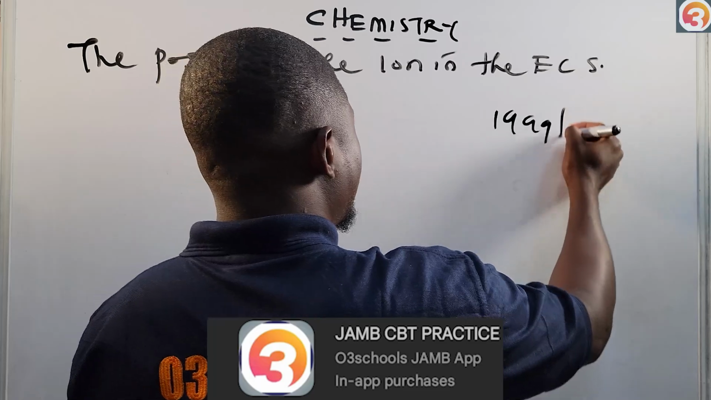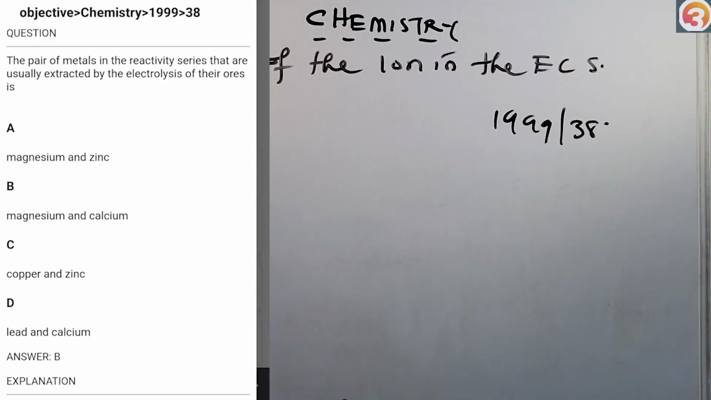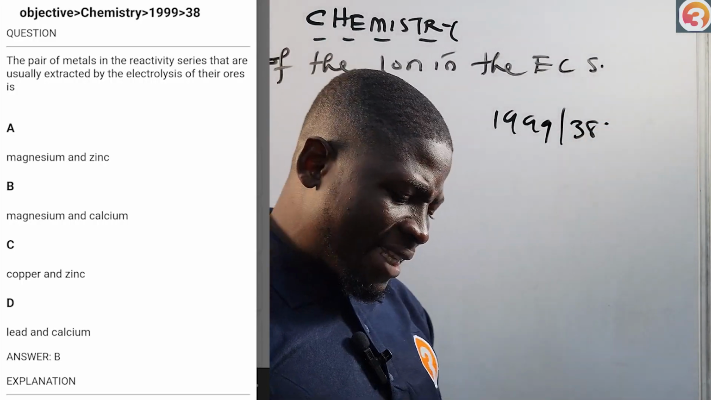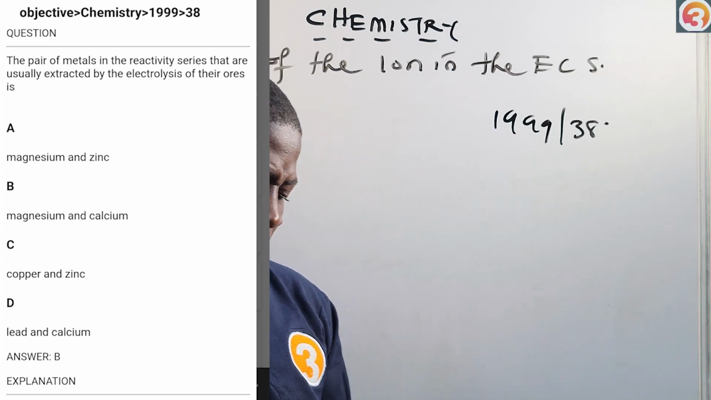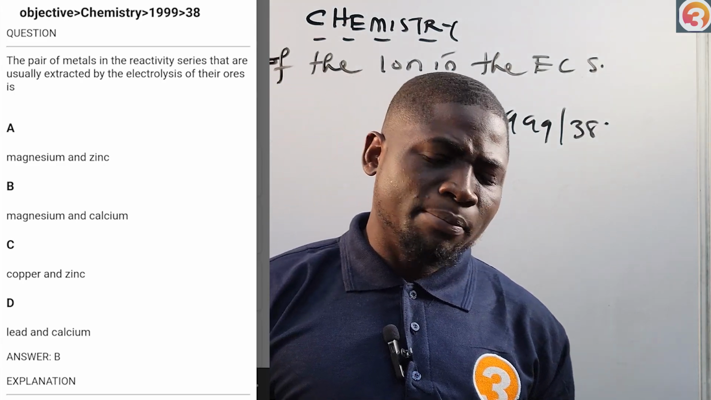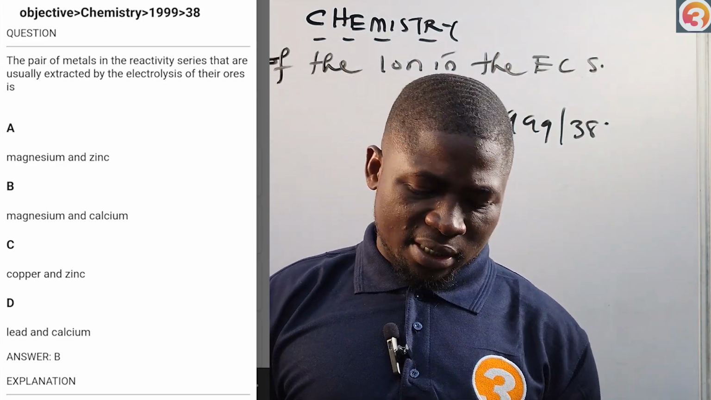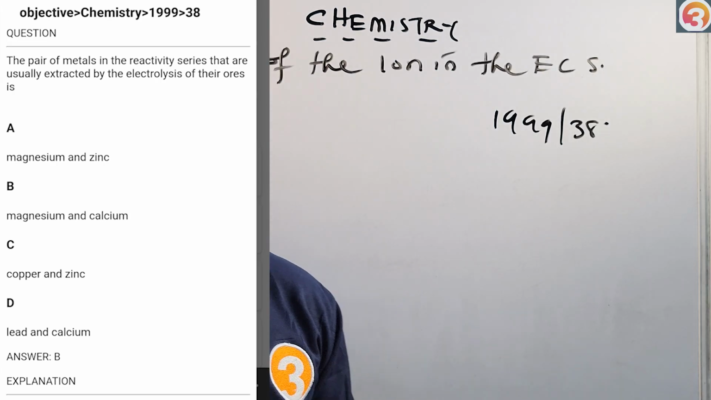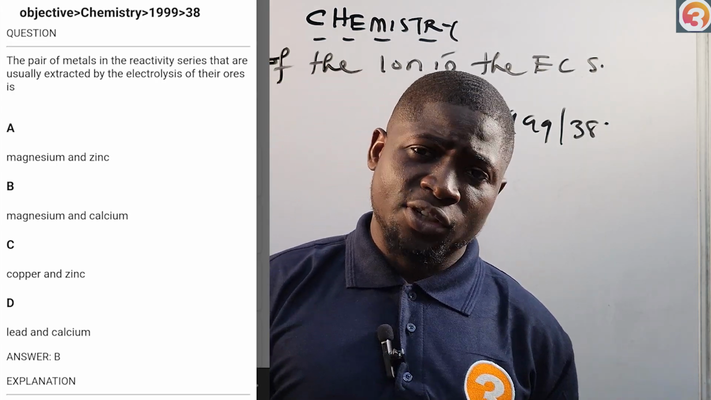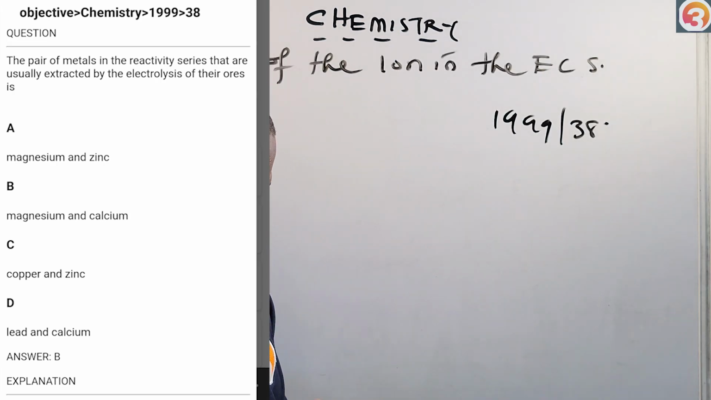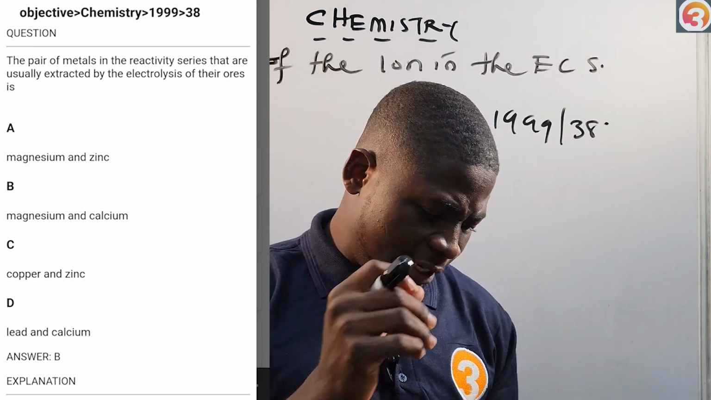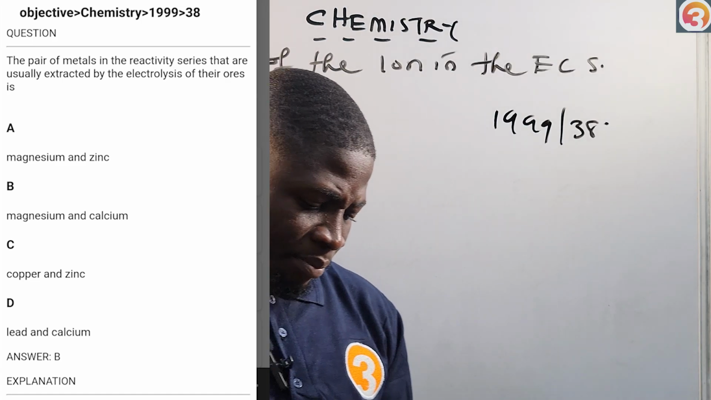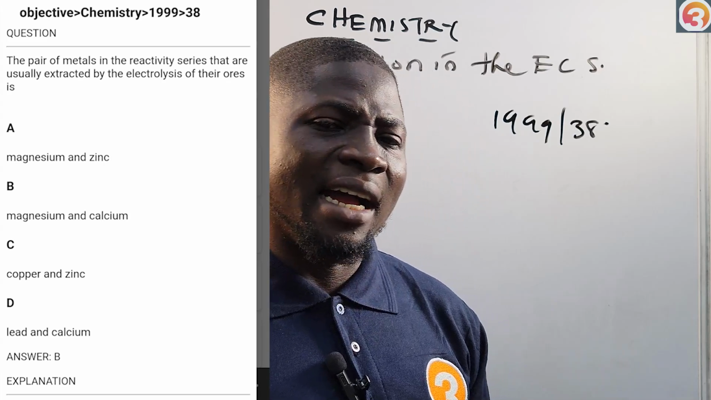This is 1999, number 38, and we're told: the pair of metals in the reactivity series that are usually extracted by the electrolysis of their ores is, A, magnesium and zinc; B, magnesium and calcium; C, copper and zinc; and D, lead and calcium. The question is being displayed on your screen right now.